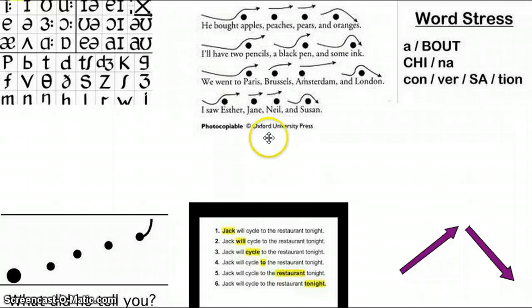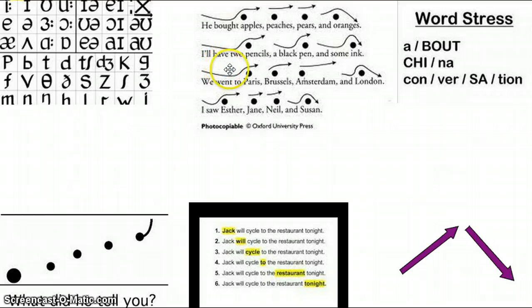For example, let's have a go. Let's try it. He bought apples, pears, and oranges. So as you can see, it goes down at the end of the list. You are just telling the listener that you have just finished your list of fruits. Then there are some ups and downs. Let's try it as well.